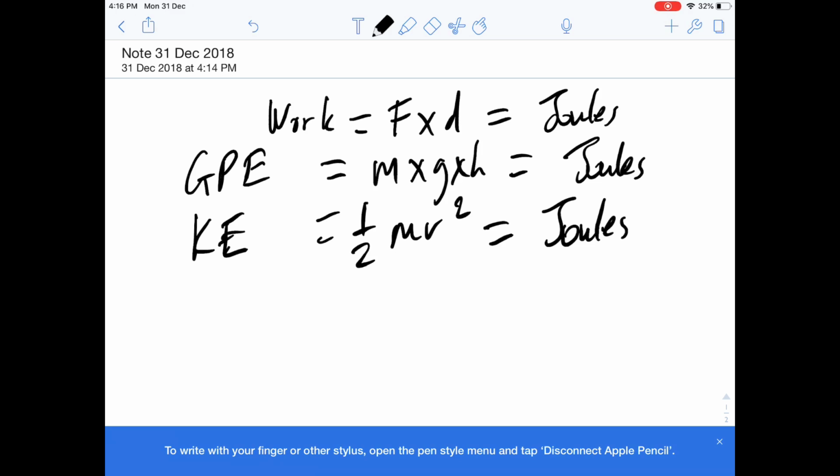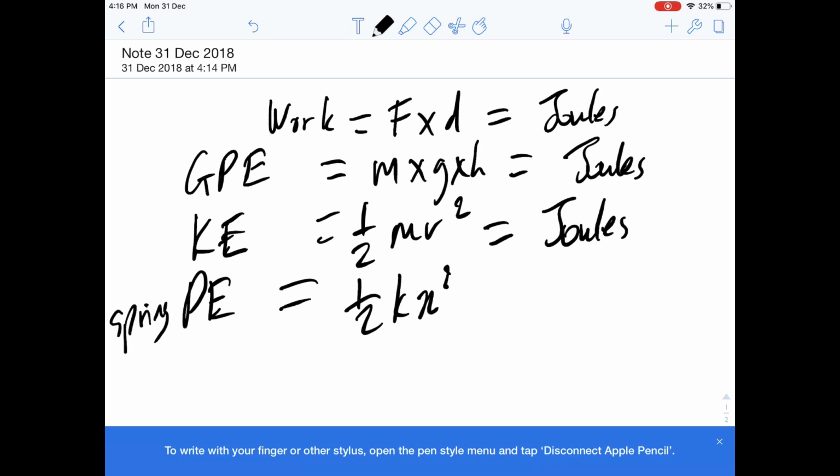Then we have another energy called spring energy. That is another potential energy, spring potential energy. The formula is half kx squared. If you follow my class, you know that potential energy for spring and gravitational are both potential energies. The SI unit is joules.